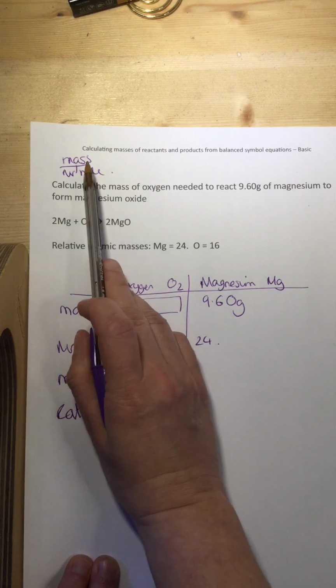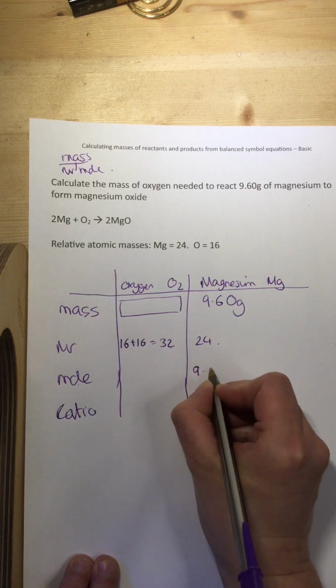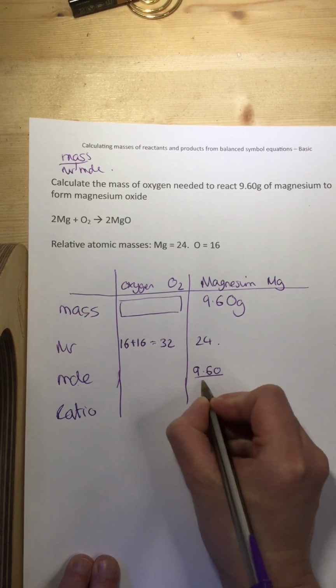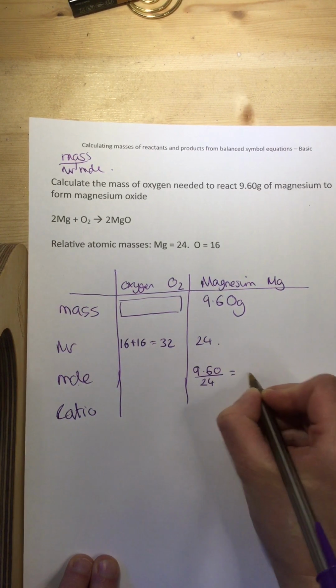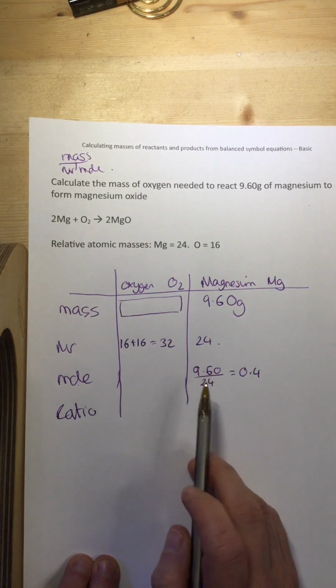So to do moles, I need to do mass divided by Mr. So I'm going to write in my sums. I've got 9.6 divided by 24. Put that in my calculator and I get 0.4. So I don't know moles yet. This is what I need to do with my ratio.